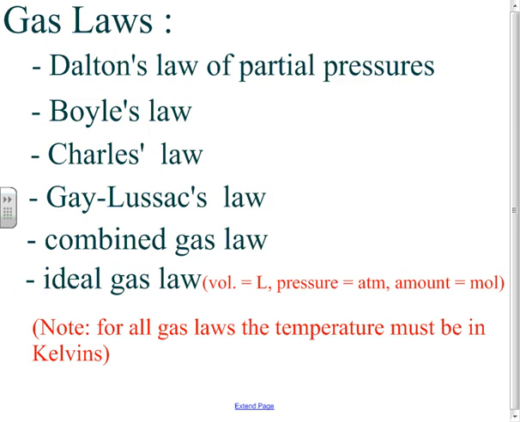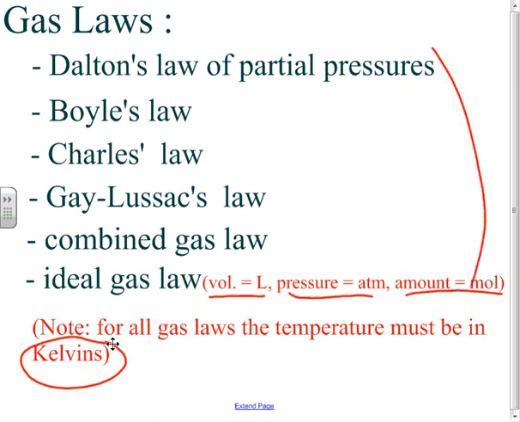For all gas laws, temperature must be done in Kelvin. The Kelvin temperature is directly proportional to the kinetic energy, and so we must do all the gas laws in Kelvin. For the ideal gas law, volume has to be in liters, pressure has to be in atmospheres, and amount in moles. All gas laws must be done in Kelvin. For these laws, the pressure and volume can be varied units, but all gas laws must be done in the Kelvin temperature.